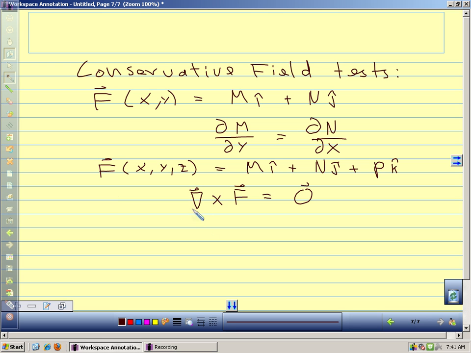And do you remember what we called del cross F? The curl. So that was our test for conservative fields in space.